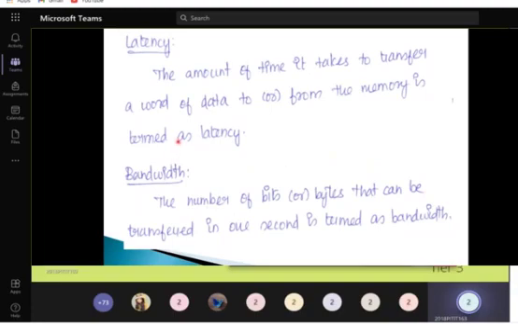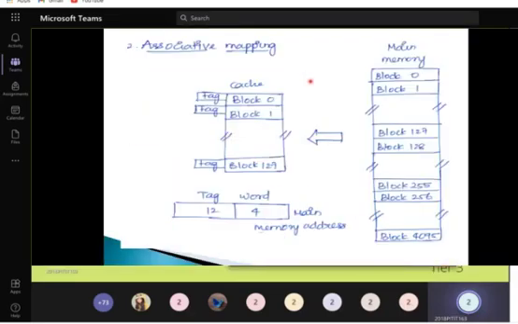So how much time is it taking to transfer the data to the memory and from the memory? That amount of time we call latency. So what is meant by bandwidth? Bandwidth is the number of bits or bytes that can be transferred in 1 second. How many bits we can transfer in 1 second, that number is what we call bandwidth. So this is about latency and bandwidth.